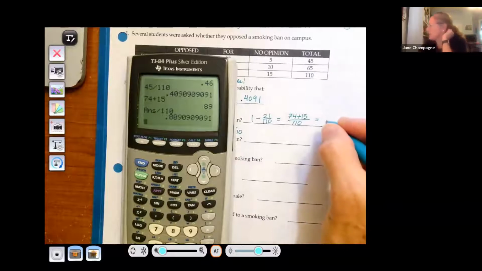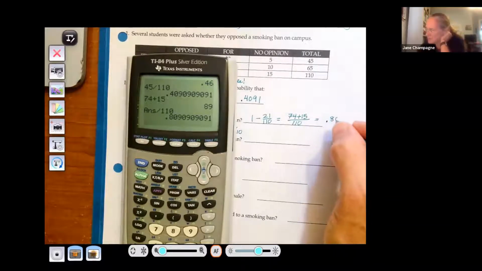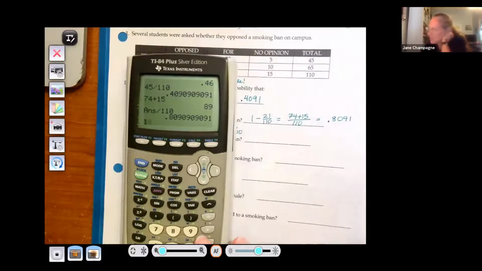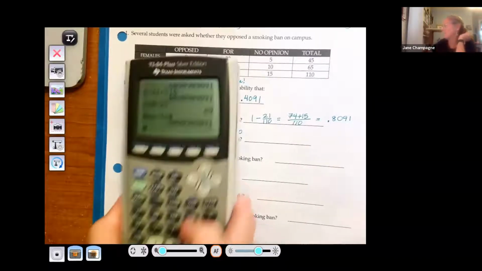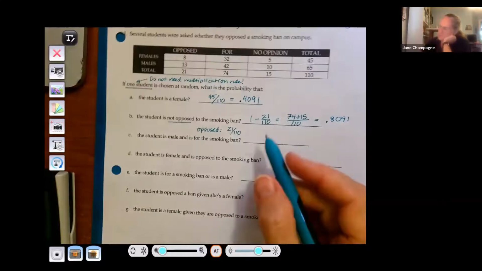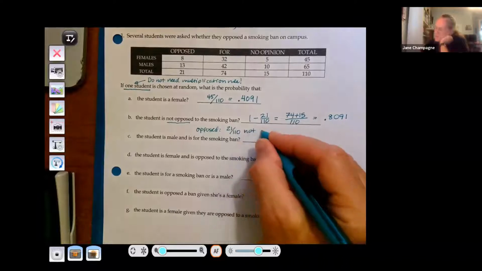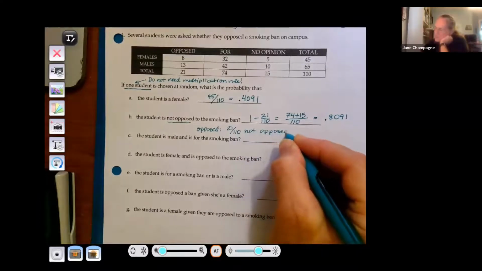is 0.8091. About an 81% chance. All right, so that's the same thing as 1 minus 21 out of 110. Or you could go, well, what's 110 minus that 21? 89, 89 out of 110. Either way. All right, so 21 are opposed, so not opposed is the rest of them.